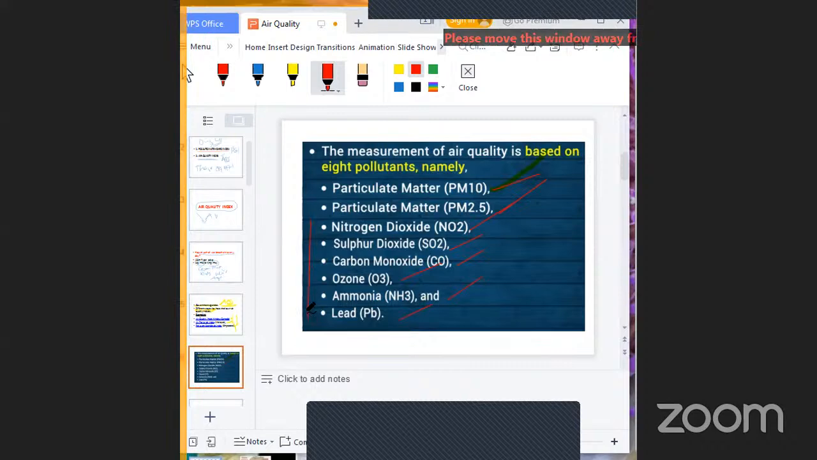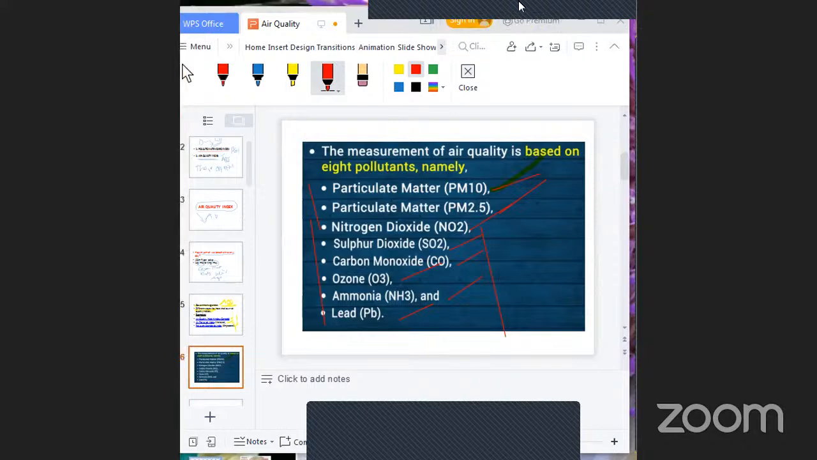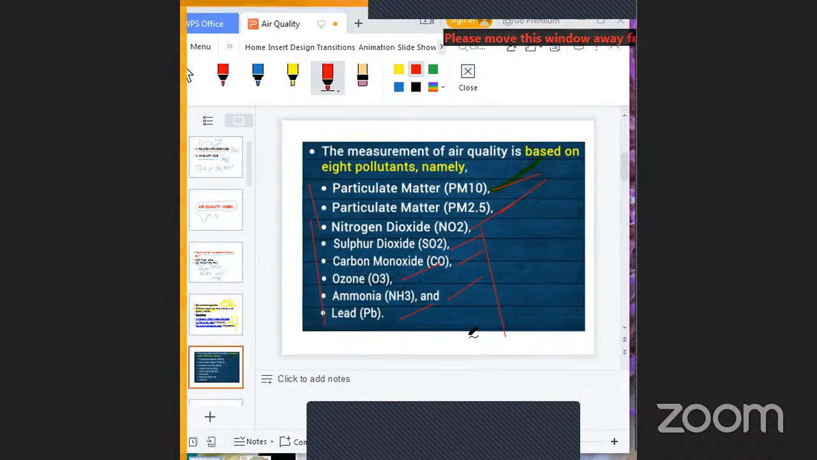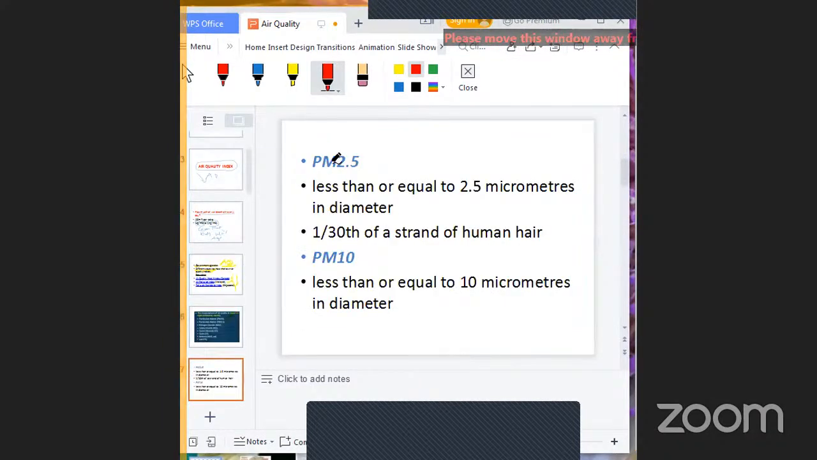I already told you in the morning class about these pollutants, right? I told you only these two particulate matter, 10 and 2.5. So these are the 8 pollutants. The value and the amount of these pollutants in the air is calculated in this air quality index. You see, the first one is particulate matter, 2.5 and 10.